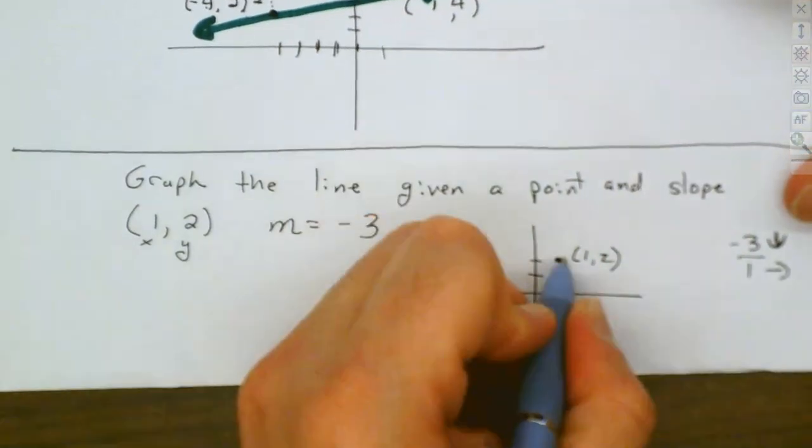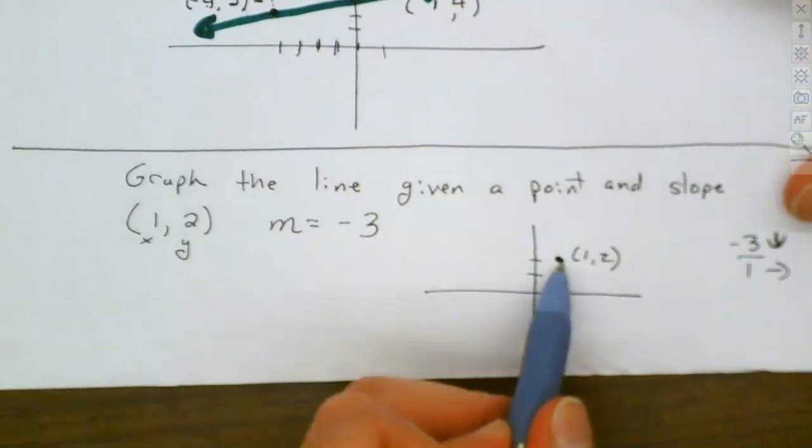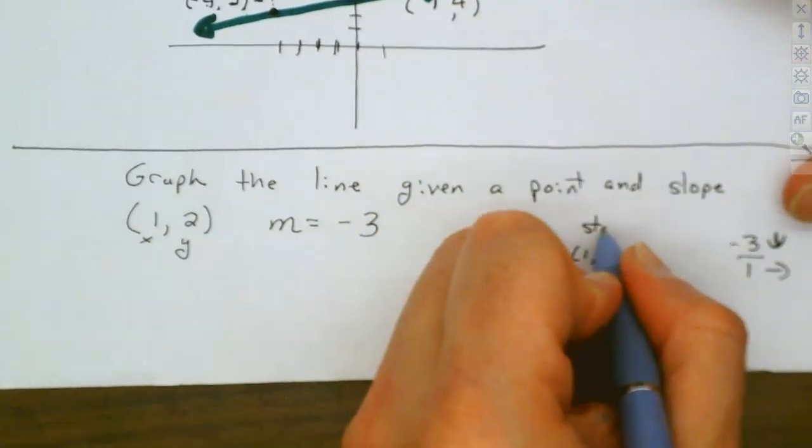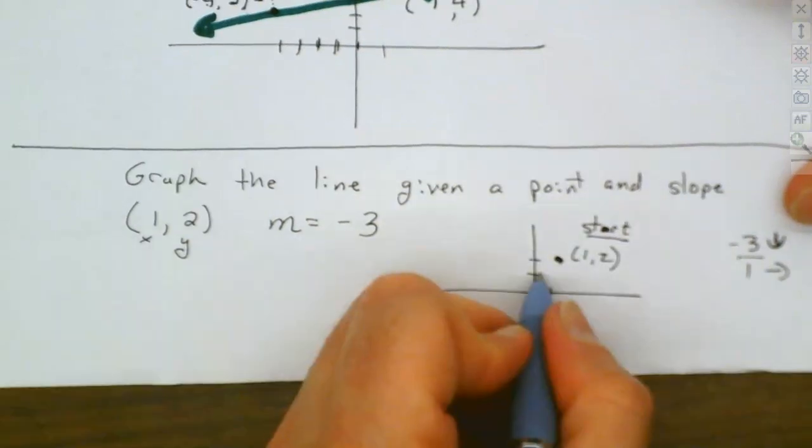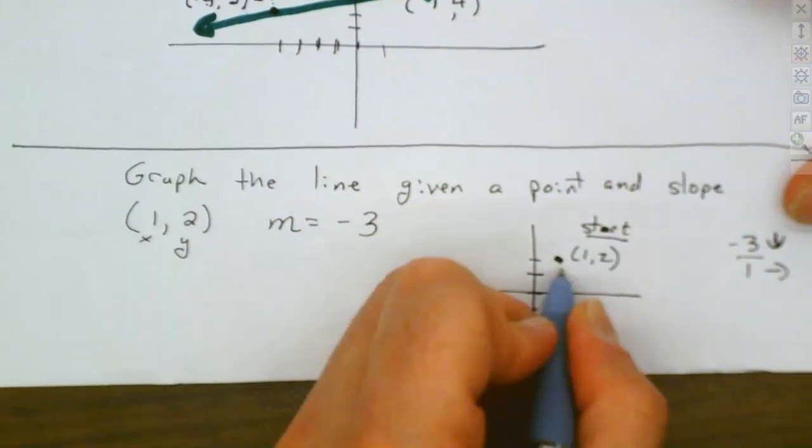Where do I start at? I start right here. This is where I start. We're going to go down 1, 2, 3 units.